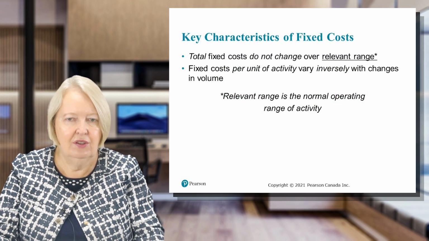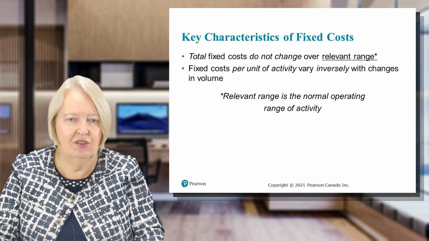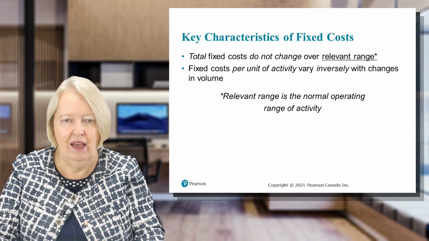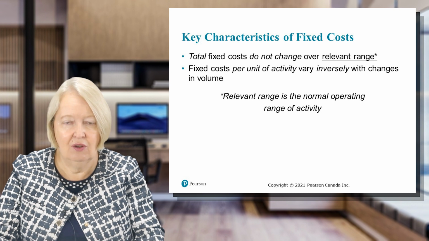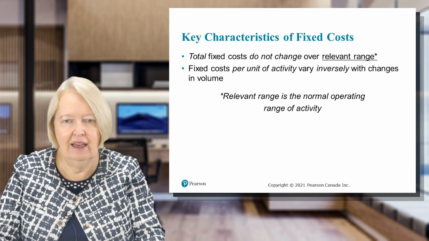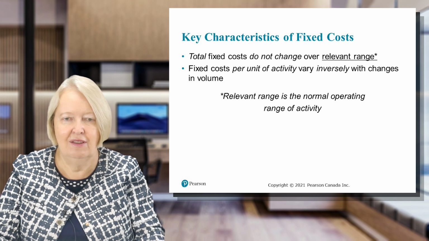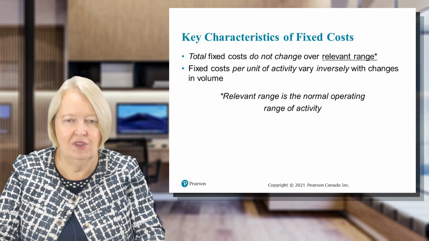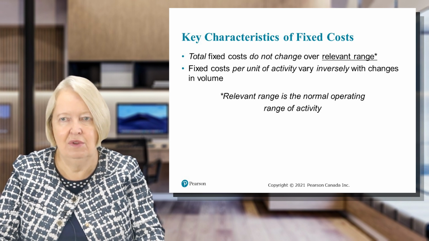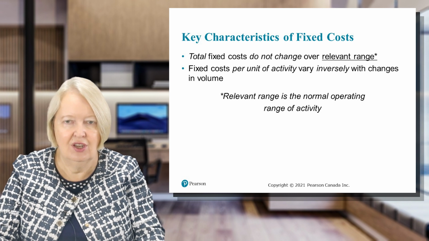So you'll hear the term relevant range. So fixed costs do not change over the relevant range. So the relevant range, we're talking about the normal operating range of activity. So for instance, if you're a plant that's manufacturing lawn chairs, and if you run your factory 7 days a week, 24 hours a day, and it's producing at maximum capacity, so that's a relevant range. So over that time period, maybe you can produce 10,000 chairs a month.